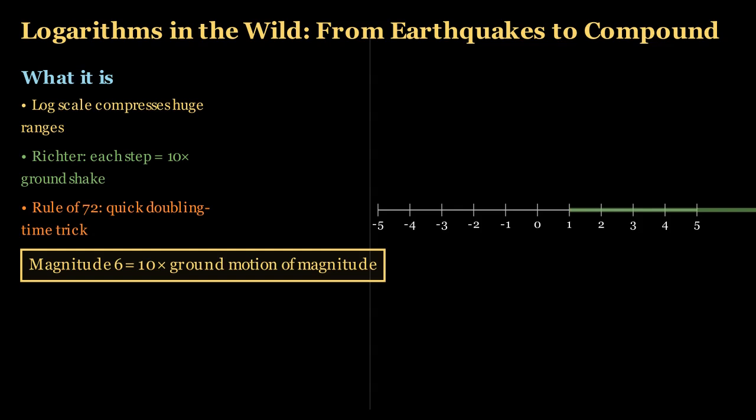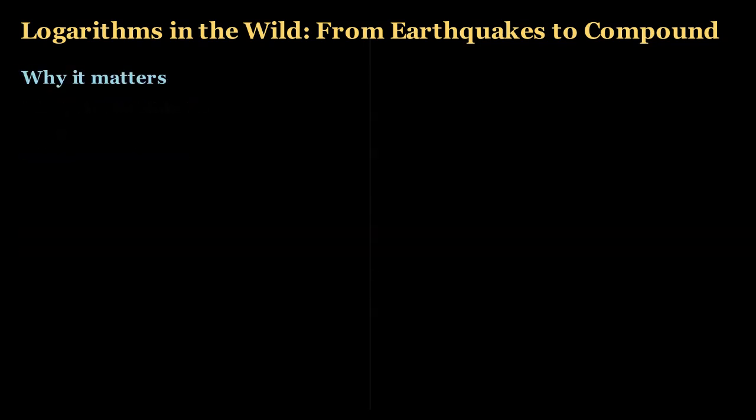Why do we even need a logarithmic scale? Because nature throws numbers at us that are absurdly far apart. An earthquake you can barely feel, and one that flattens a city release energies that differ by factors of millions or even billions. If we plotted that on a normal graph, the small quakes would be invisible, squashed against zero.